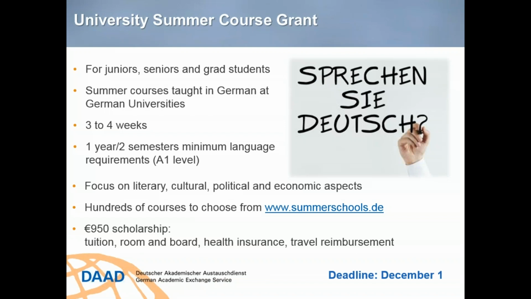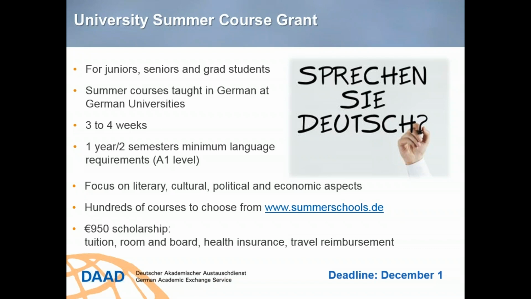So we have an opportunity for German language learners. As I mentioned at the outset, our mandate includes fostering the continued study of German language. One of the ways we do that is through the University Summer Course Grant. This is open to students at all stages, bachelor, master's, or PhD level. It provides a 950 euro lump sum payment plus a partial travel reimbursement for the transatlantic flight and health insurance to participate in a 3 or 4 week summer course offered by a German university.